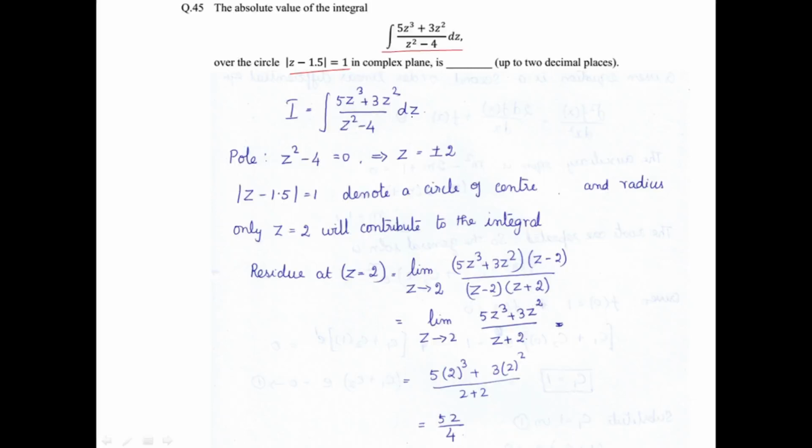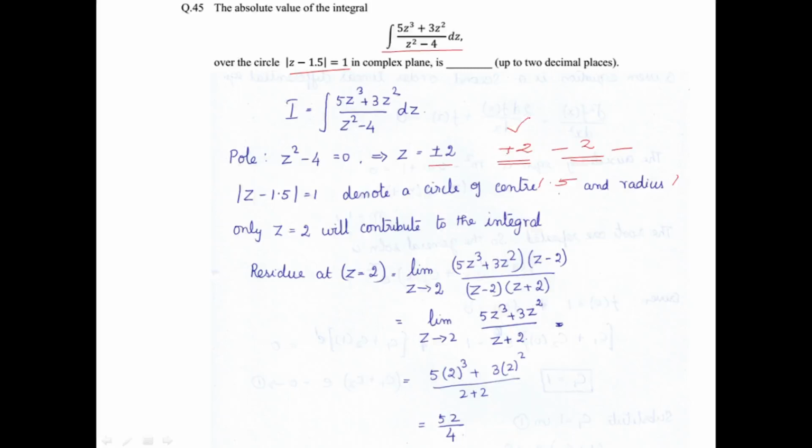So we will find the poles. So pole is equal to z square minus 4 is equal to 0. So by equating it to 0, we will be getting z is equal to plus or minus 2. So it has 2 poles. One is plus 2 and another one is minus 2. Now if you take the given circle, it has a center value of 1.5 and radius value of 1. Now if you see the given poles, plus 2 and minus 2 are the two poles, right? The pole plus 2 alone will be lying inside the circle and the pole minus 2 lies outside the circle. So it is enough to find the residue at z is equal to plus 2 alone.